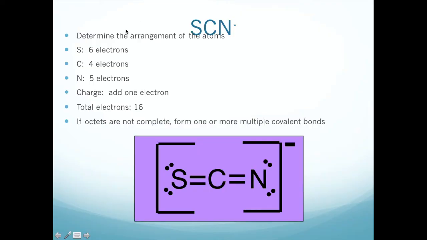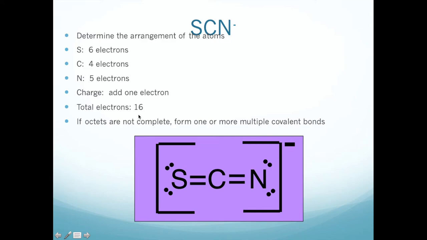Okay, so when you total up your electrons, sulfur, which is group 16, has 6 valence electrons. Carbon, which is in group 14, has 4 valence electrons. And nitrogen, which is in group 15, has 5 valence electrons. When you add that up, you get 15, but don't forget that negative charge. That negative charge means you add an electron. So there's actually 16 electrons in your diagram.